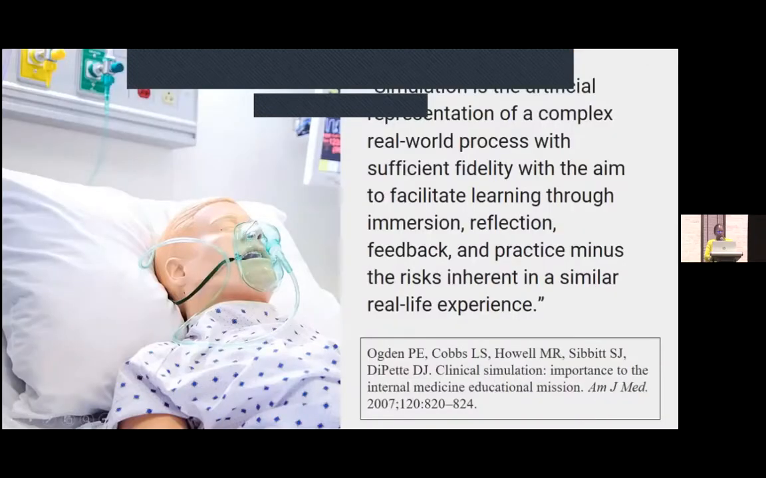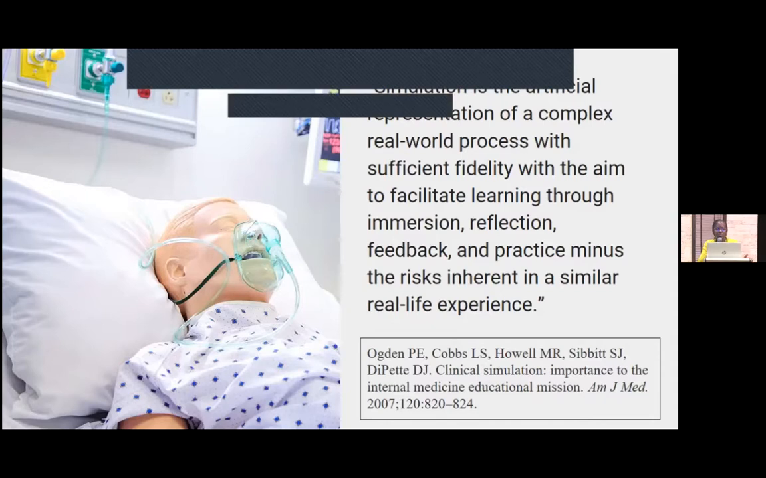All right, so I just want to define what simulation is. If I could use this quote, simulation is the artificial representation of a complex real-world process with sufficient fidelity, with an aim to facilitate learning through immersion, reflection, feedback, and practice, minus the risks inherent in a similar real life situation. So it's real life as much as is possible. It's an environment where it looks like what you would experience in a clinical setting.